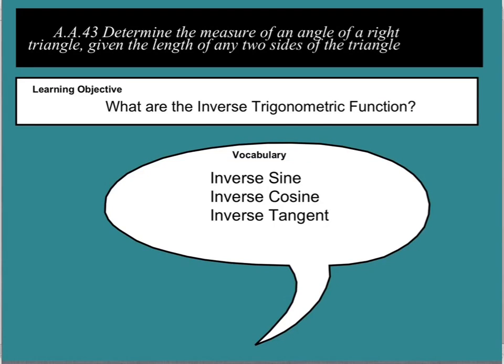Okay, today we're going to talk about inverse trig functions. And we're going to cover the Integrated Algebra Standard AA43, which is determine the measure of an angle given the length of any two sides. Okay, and yesterday we talked about how we find the length of the two sides given the angle. Now we're reversing that. So we're going to use the functions inverse sine, inverse cosine, and inverse tan.